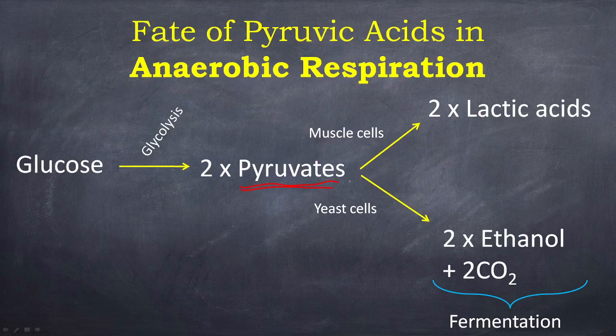What it is broken down into lactic acid, right? And this happens in bacterial cells, right? Pyruvic acid can be broken down into lactic acid by bacterial cells, and it happens in muscle cells. In animals, it happens in the muscle cells, right?